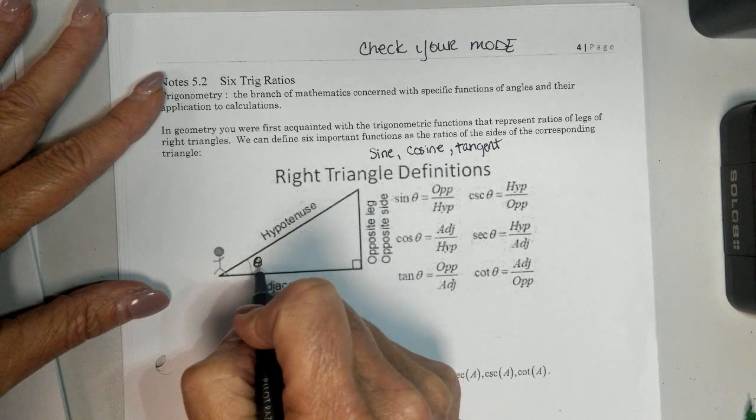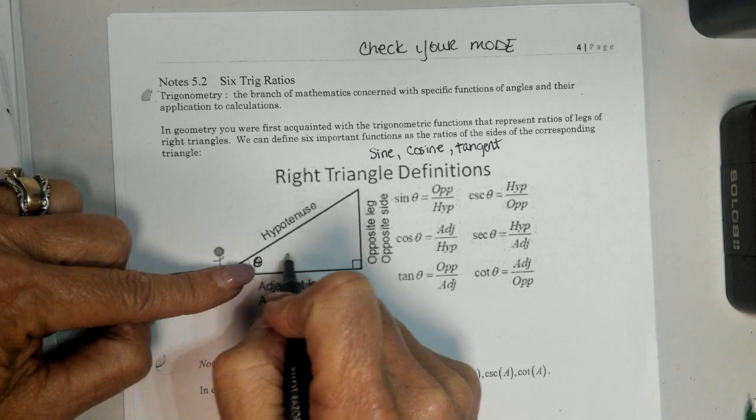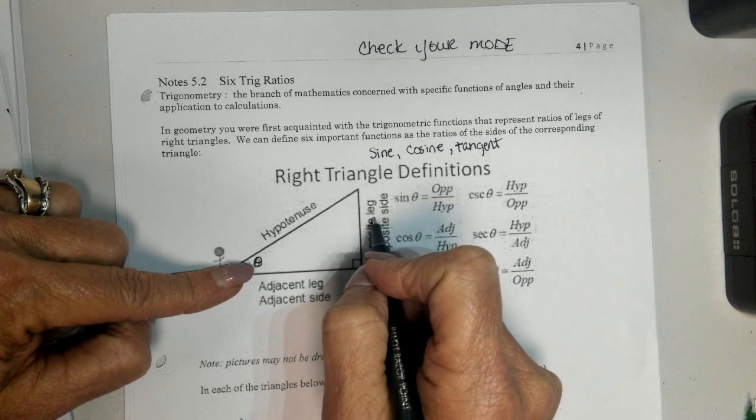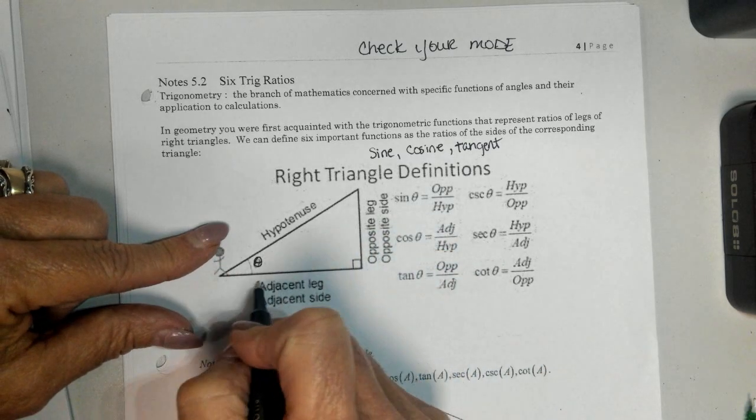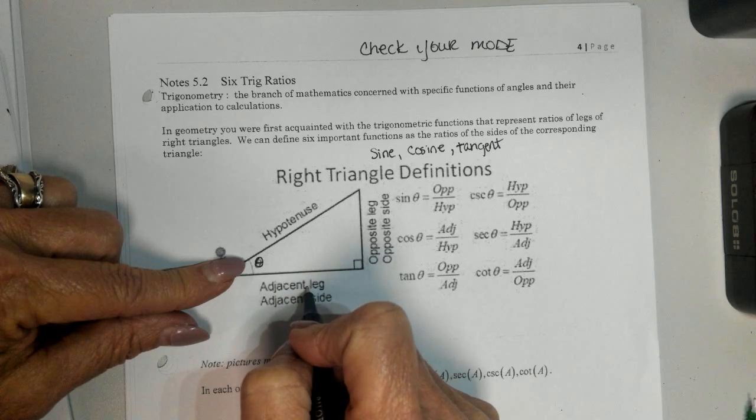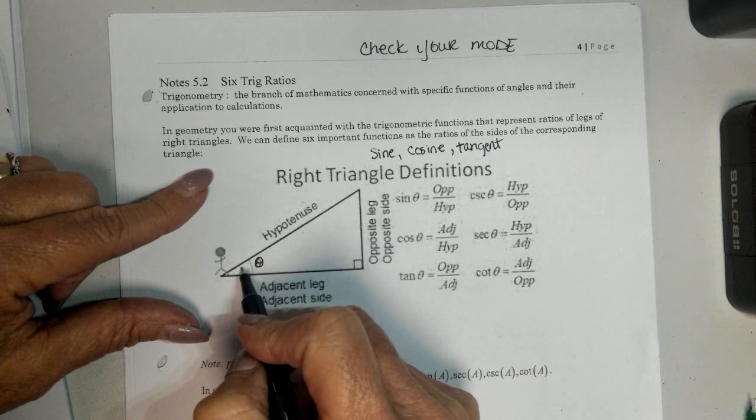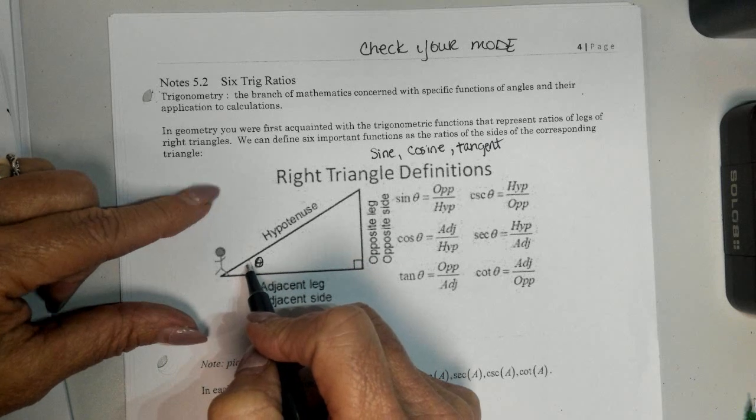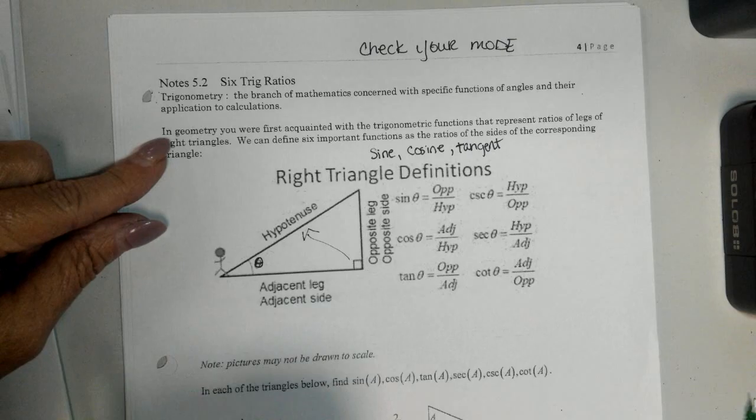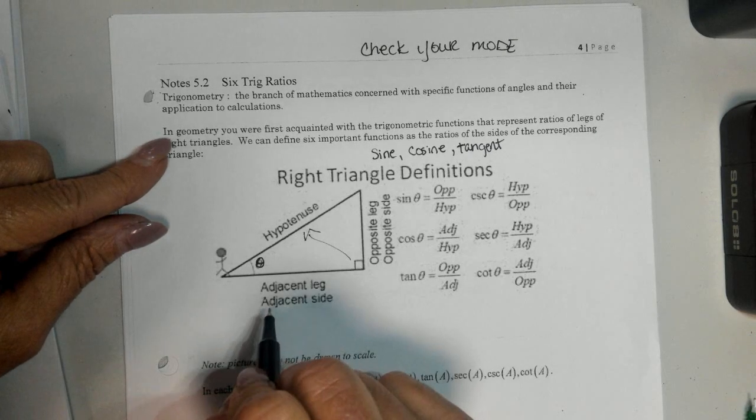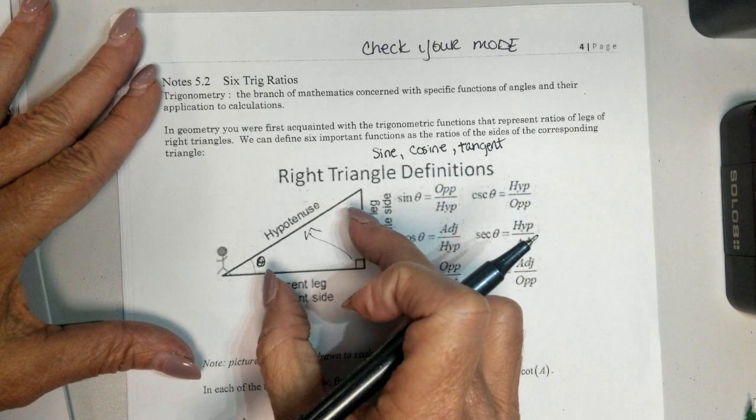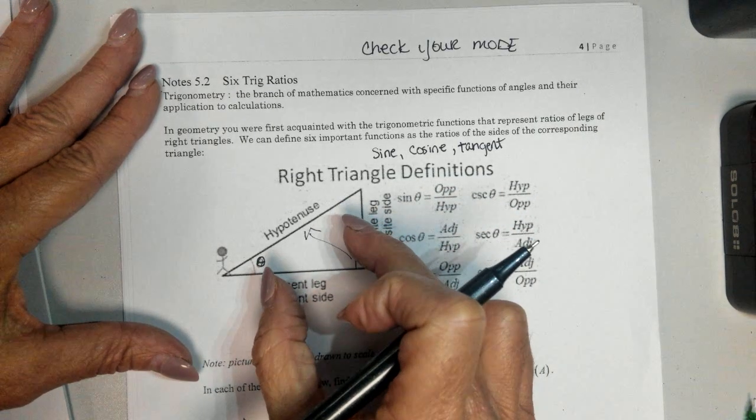If I'm using this angle, the side across from it is going to be considered my opposite side or leg. The side adjacent to it is known as the adjacent side or leg. The hypotenuse, although it is adjacent, is not a leg. Hypotenuse is always across from the right angle, and the hypotenuse is never considered an adjacent side. Also, we only write trig ratios using our acute angles, so never use your right angle.